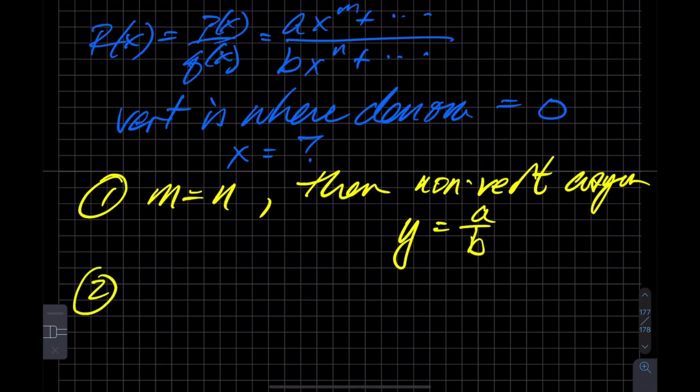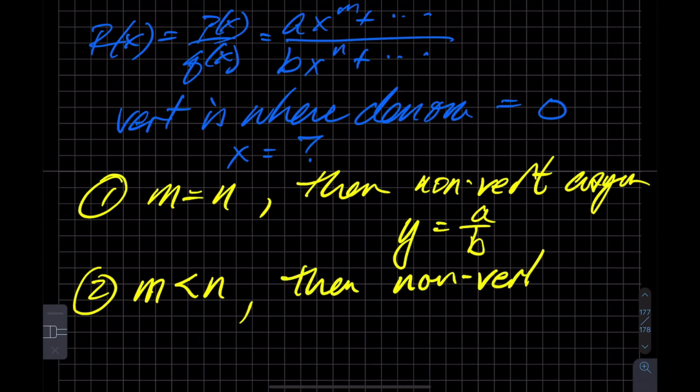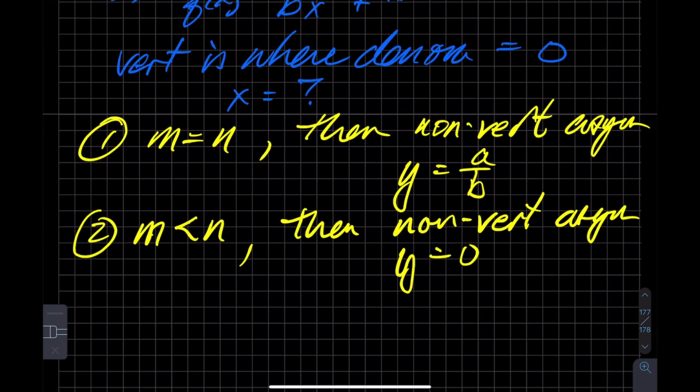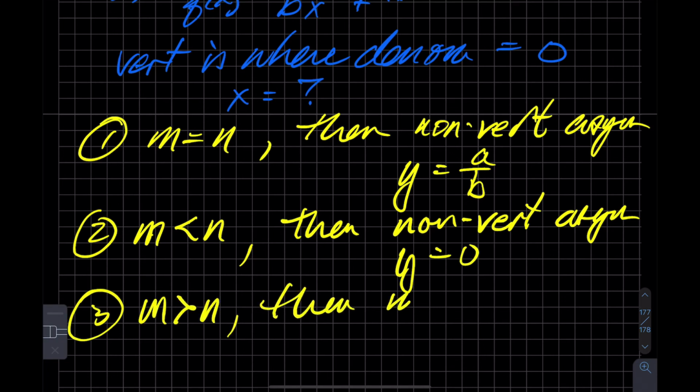And scenario 2 is when m is less than n, then the non-vertical asymptote is y equals 0. And scenario 3, when m is greater than n, then the non-vertical asymptote is y equals the quotient.